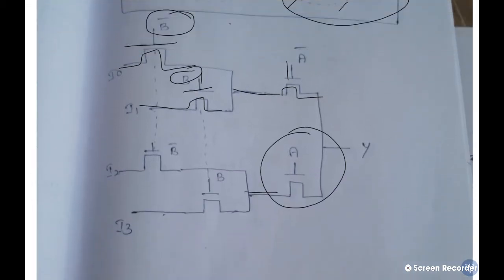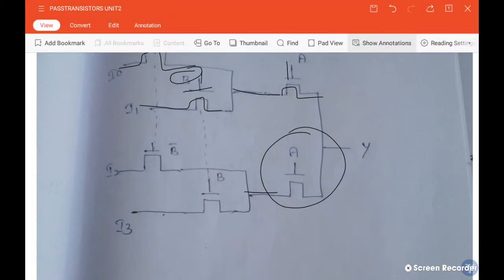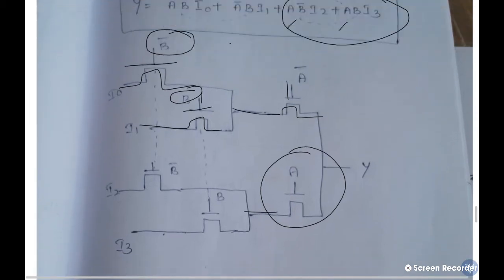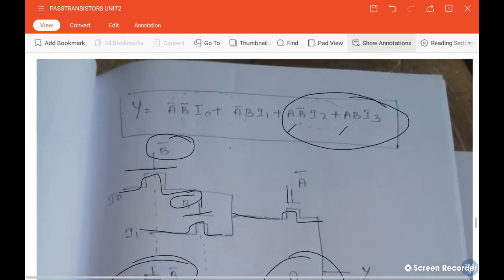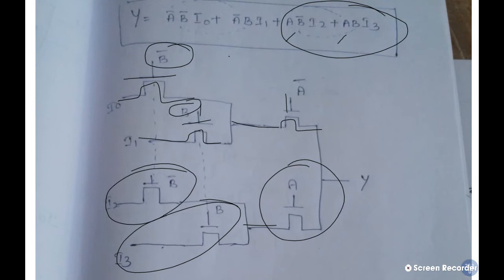The control signals are B bar and B. So B bar I2 is one control input, and the other control is B I3. B bar I2, B I3, combinedly it is given in series to A. So you get the output function Y. So the expression given above is implemented using pass transistor logic. So this is an expression for a 4:1 mux.